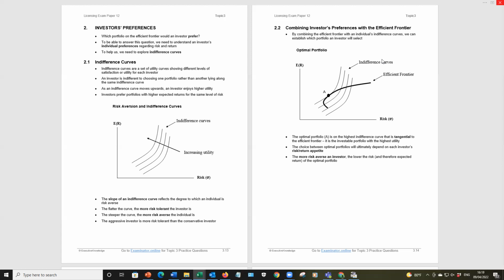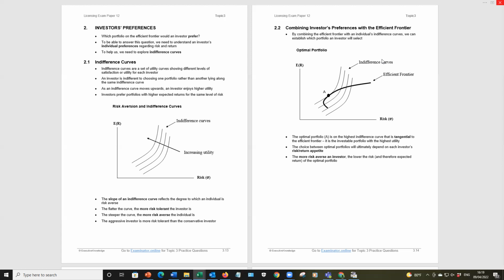And we're told at the bottom of page 3.13, the slope of the indifference curve reflects the degree to which an individual is risk averse. So the flatter the curve, the more risk tolerant an investor is, happy to take risk. The steeper the curve, the more risk averse the individual is. An aggressive investor, more risk tolerant than the conservative, will have a flatter curve.